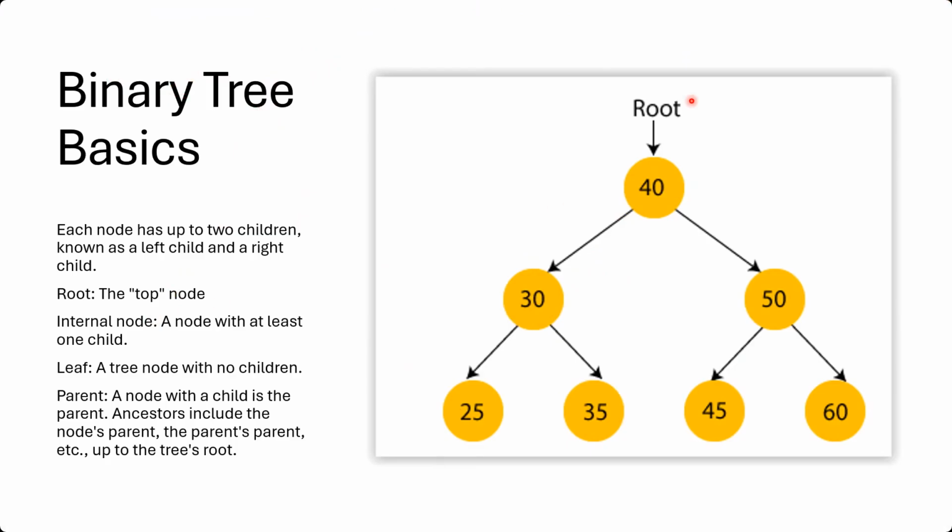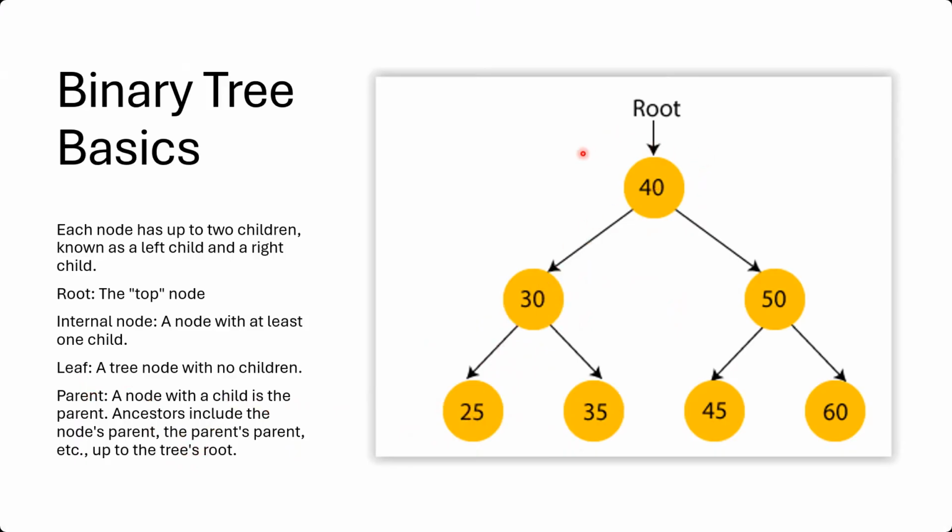The root is always the top node. An internal node is a node with at least 1 child. So if you look at 30, it has at least 1 child, right? A leaf is a node with no children, so 25, 35, those. Parent, a node with a child is the parent. Ancestors include the node's parent, and so on and so forth. So what are the ancestors of 25? That would be 30 and 40.